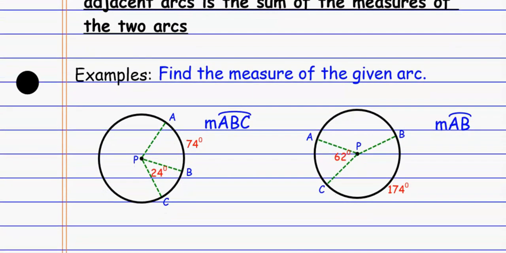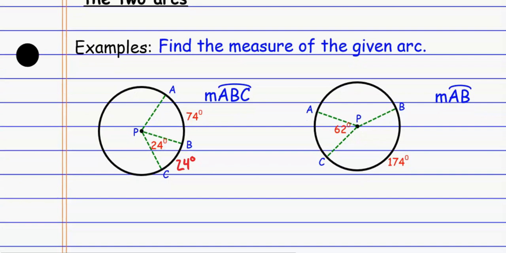For example, this one says find the measure of the given arc. And so when we look at this, we want the measurement of arc ABC. And so as I start to look at this, I have to label all of the different arc measurements. I have arc AB is 74 degrees. What I need is arc BC. And the measurement for arc BC, well, it's going to be the same as the central angle, so 24 degrees, all right?